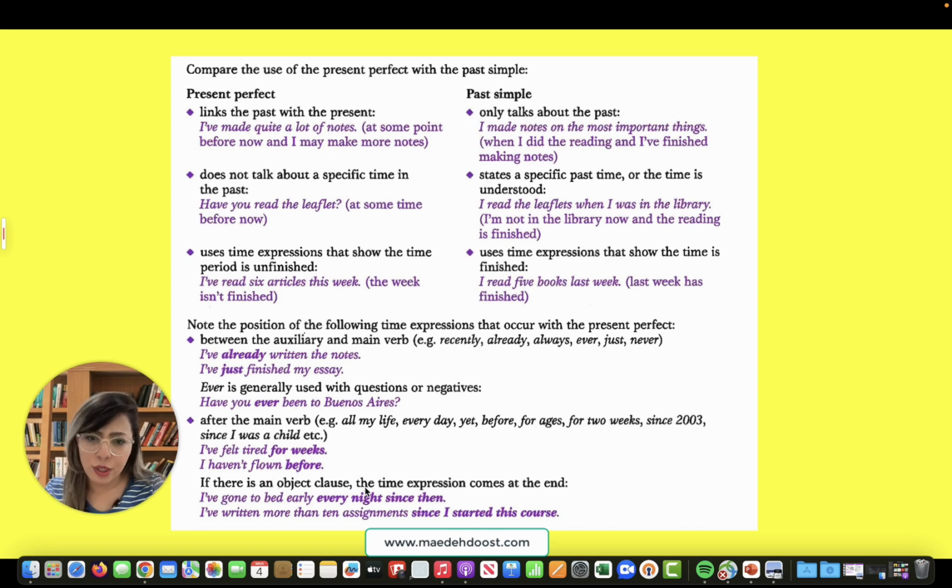If there is an object clause, the time expression comes at the end. So what is object clause? Like every night since then. Since I started this course. They are called time expressions that they are like a clause. Because they are not sentence.